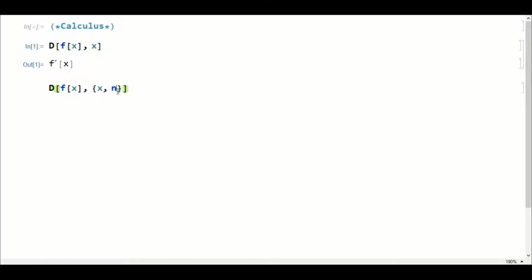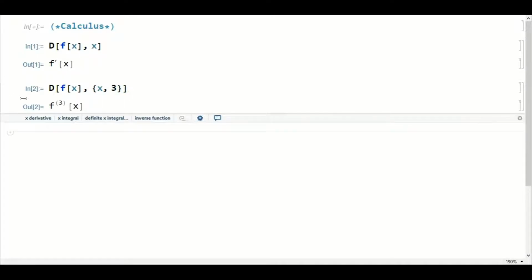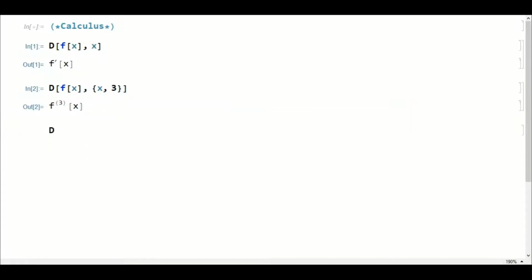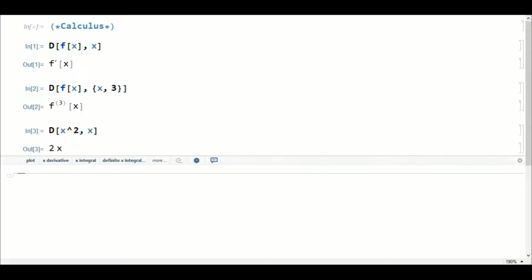If I keep n equal to 3, it basically means d cube f by dx cube. So it is basically 3 times differentiation with respect to x of f. So this is the way. Let us take an example. If I have D of x square, comma x, what will be the value of this? It should be 2x. So this is the answer.